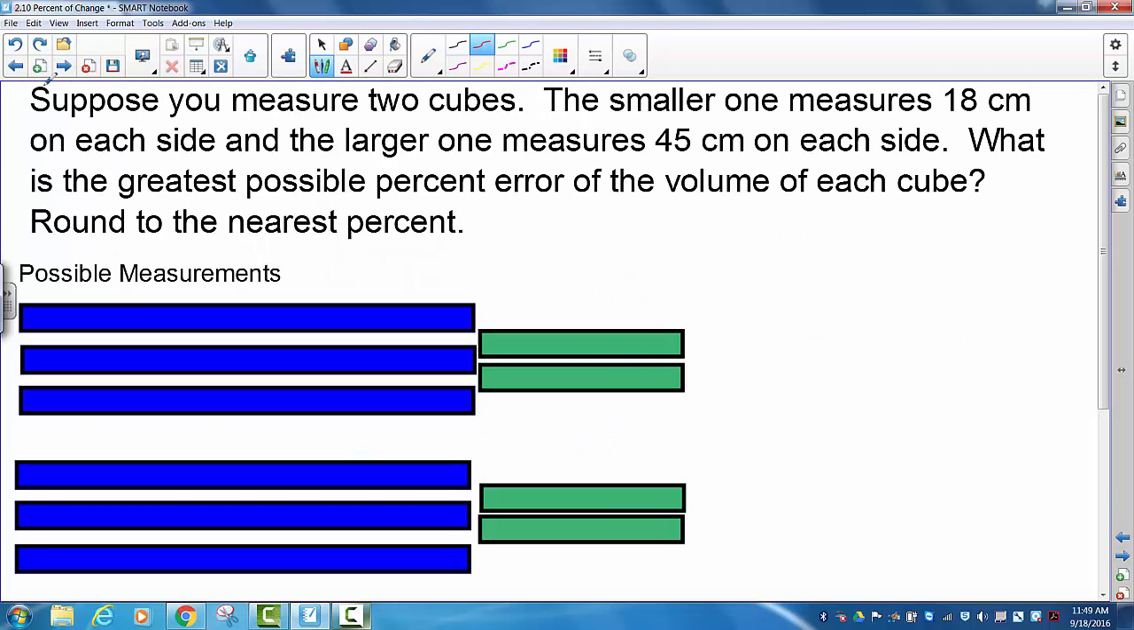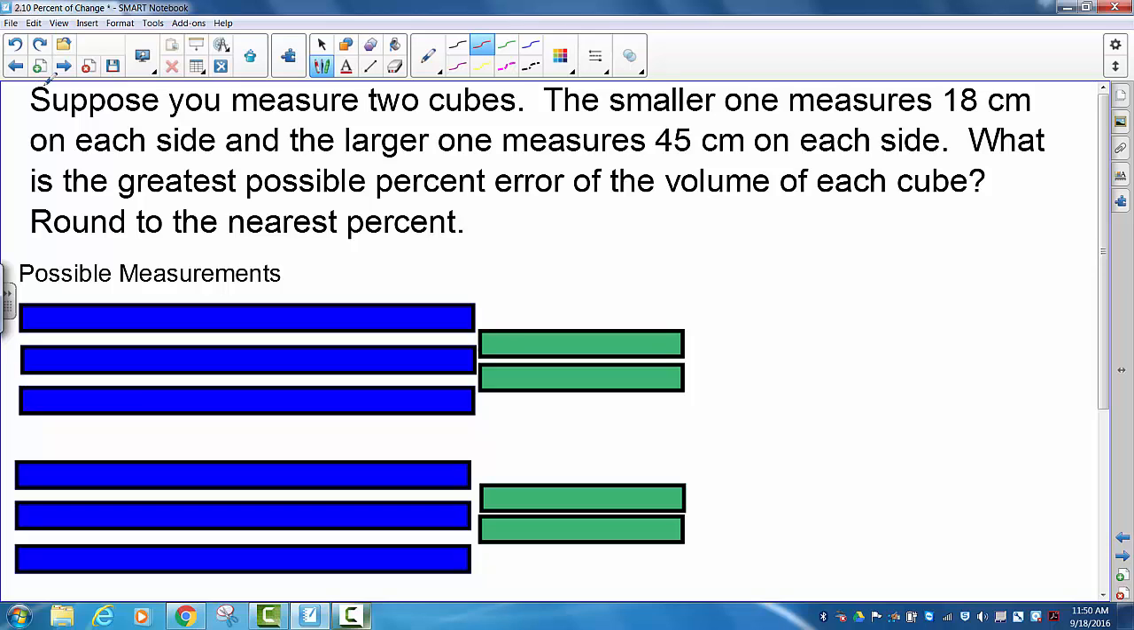Suppose you measure two cubes. Remember, a cube has the same length, width, and height. The smaller cube measures 18 centimeters on each side. The larger one measures 45 centimeters on each side. What is the greatest possible percent error of the volume of each cube? Round to the nearest percent.